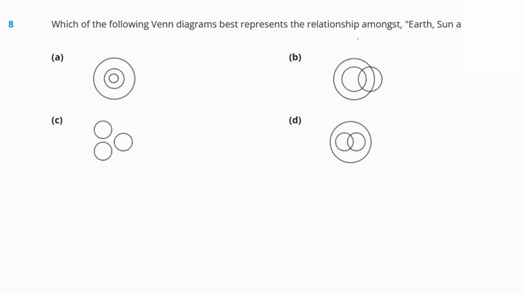Next, question number 8. Find the Venn diagram which best represents the relationship among Earth, Sun, and Jupiter. The first step in doing a Venn diagram is to establish the relationship among the words themselves. So Earth and Jupiter, they are all part of our solar system. There are 3 different parts of our solar system, but they are not interconnected among themselves. They are in no way connected. So option C, 3 different things. That's option C with 3 different circles.